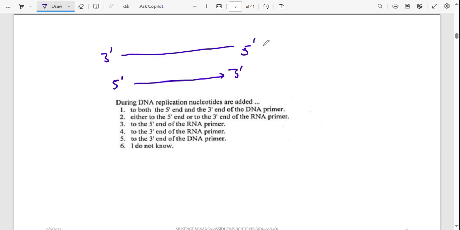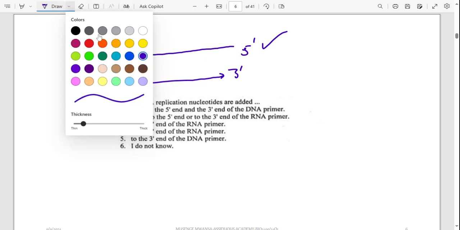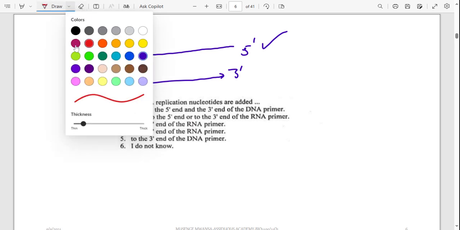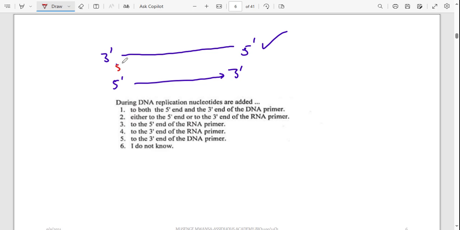So the chain that we use in replication is the one running from the 3 prime to the 5 prime, meaning that the new strand we are forming is going to be running in the 5 prime to 3 prime direction. Okay, so this is the strand that we are going to be forming. So meaning that if I've got, let's say, a DNA molecule, it is like this.